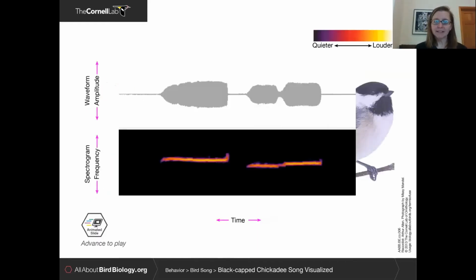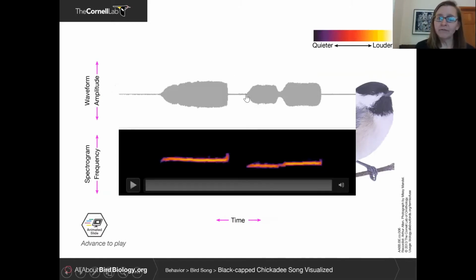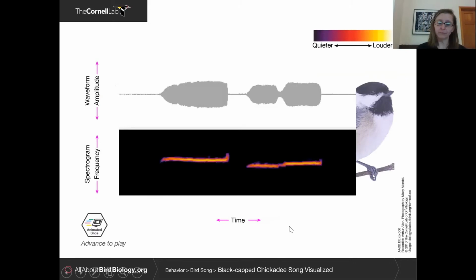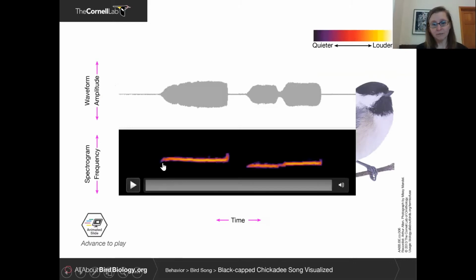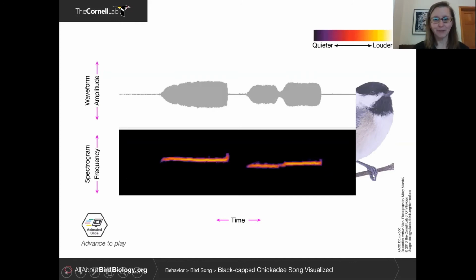So here is an example of an actual birdsong, and this is showing us that song in waveform view, where we're looking at shifts in amplitude, and we can also see that song here in spectrogram view. And so we can see that this looks to me like one note that's a little bit higher than the other note. And to me, this second note looks almost like it has a little change in frequency from low to high. So let's play it and listen to it.